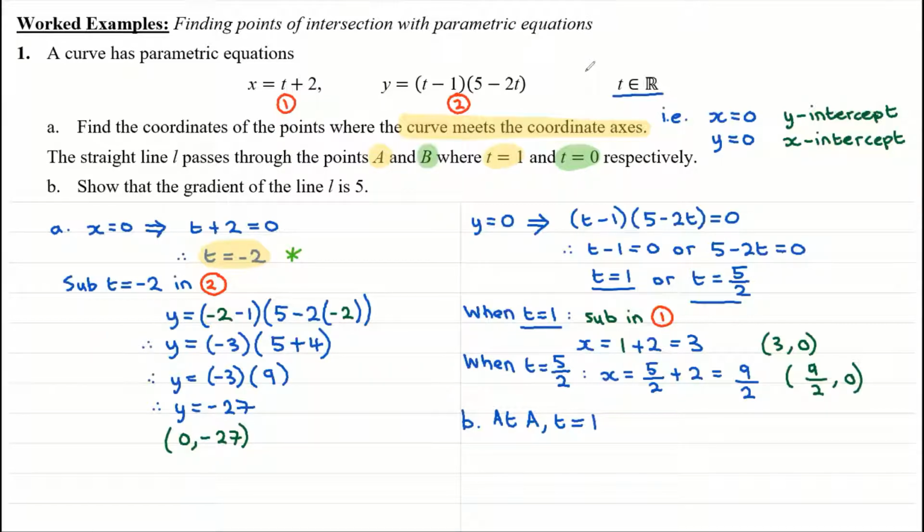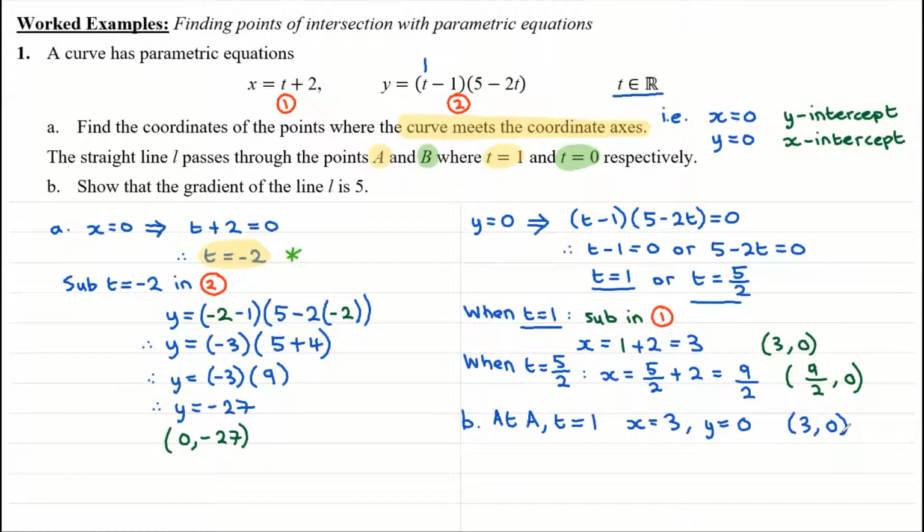So at A, t equals 1, so that means that x would equal 3. And y, now we've already worked this out because when t equals 1, we know that y is going to equal 0. And you can tell from the bracket because we put 1 in there, it's going to just knock out y. So that's going to be 3, 0. Okay, so we knew that already.